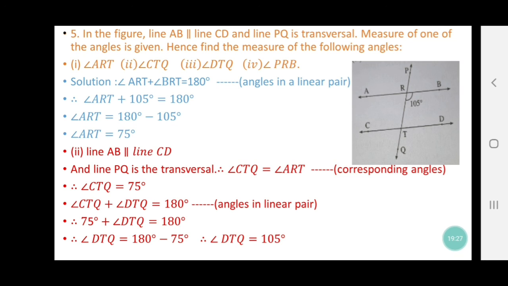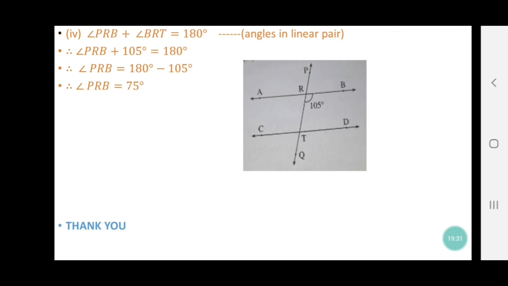Now only PRB is left. For PRB, you can go with the linear pair. So angle PRB plus angle BRT equals 180 degrees, angles in linear pair. So angle PRB plus 105 equals 180 degrees. So angle PRB is equal to 180 minus 105, so that is equal to 75 degrees.